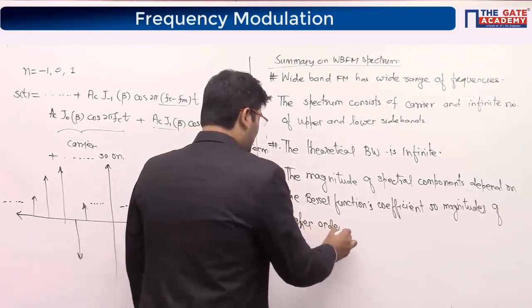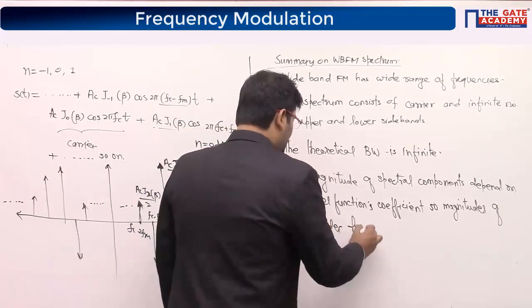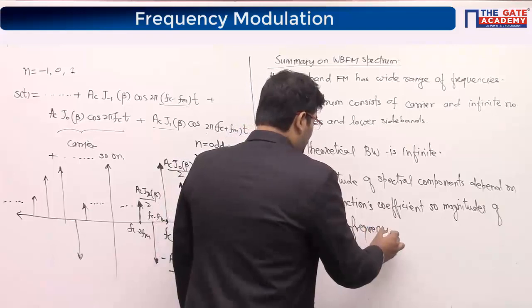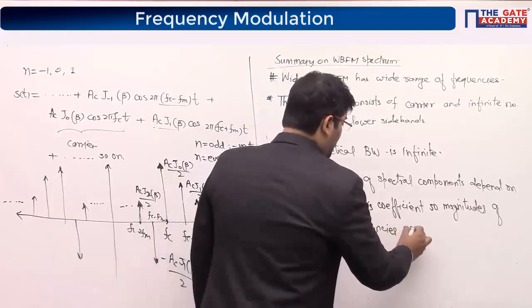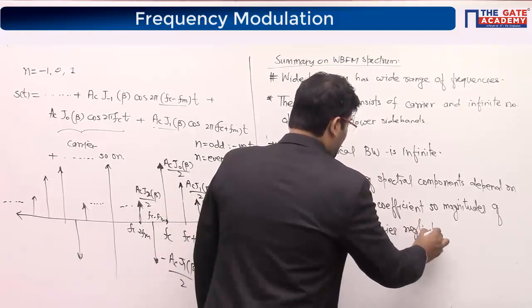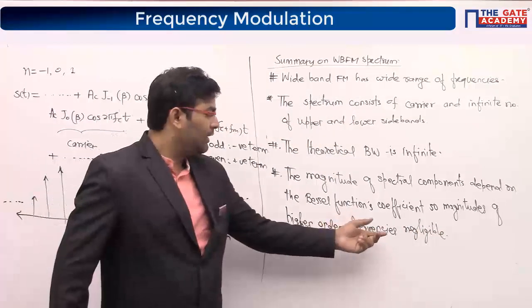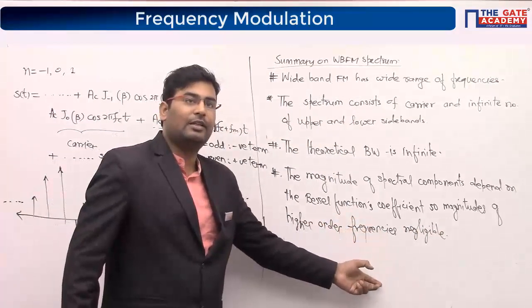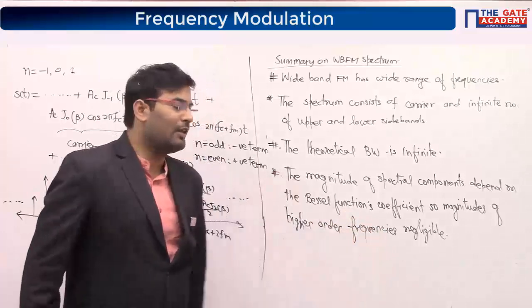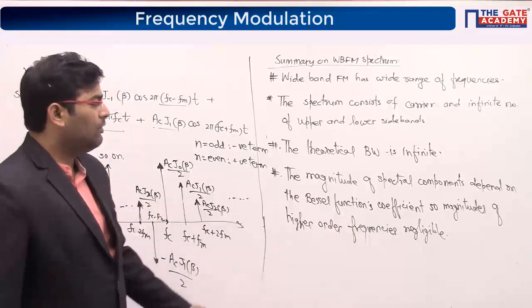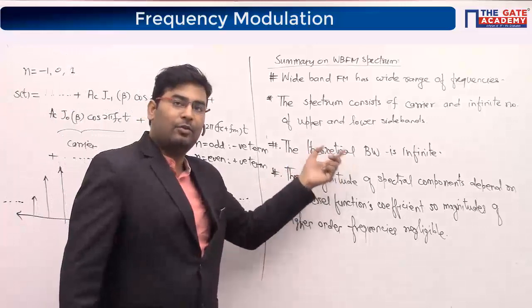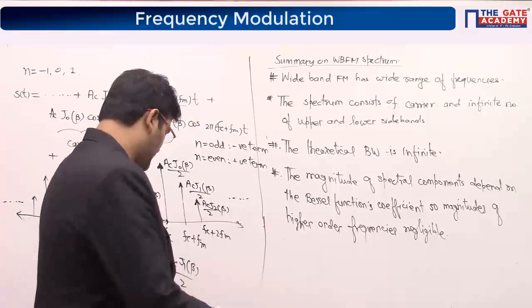That I already mentioned, right? That as you go to higher order terms, magnitude is very less, that's why those frequencies are negligible. And that is going to define the way from your theoretical infinite bandwidth to a practical, certain good bandwidth. Okay?